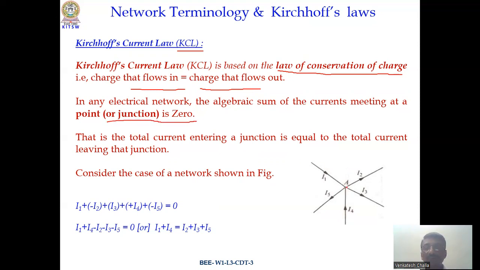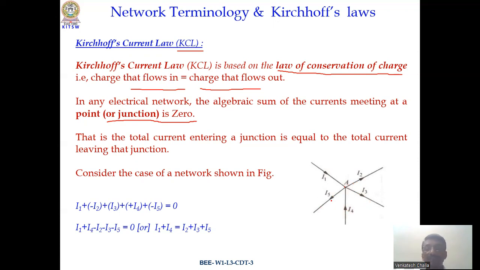For example, we have a junction called A at which many different elements are connected. Let us say currents through these elements are I1, I2, I3, I4, I5. Observing carefully, I1 is the current entering into A. It is called incoming current. I2 is going out of A. It is called outgoing current. I3 outgoing. I4 incoming. I5 outgoing. So there are some incoming currents to A, and some outgoing currents of node A or junction A.